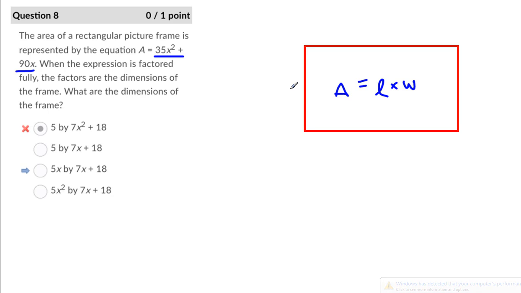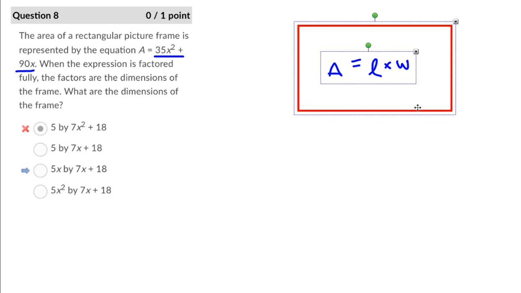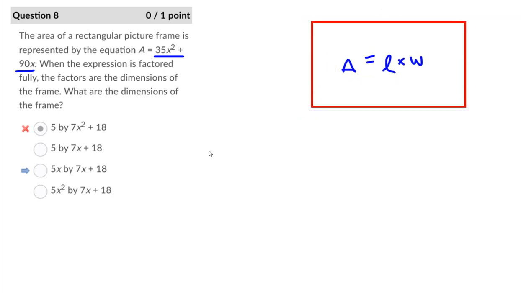Okay, so I say, all right, I got to factor this. Let's move my picture frame out of the way here for a second. We'll kind of stick it up there in the corner. And let's take my expression and see what I can get out of each one. All right, so we'll go 35x squared plus 90x.